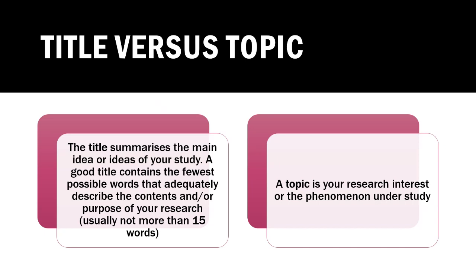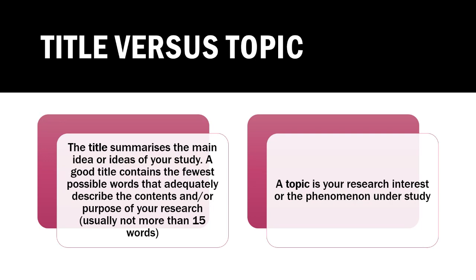Now, the following is just questions that I've had before, around what's the difference between a title versus a topic. So your title summarizes the main idea or ideas of your study. A good title contains the fewest possible words that adequately describe the content or purpose of your research, and it's usually not more than 15 words. The reason for the 15 words is that it's for indexing purposes. And so your title needs to be very succinct, but adequately describe the content and the purpose, or in a PhD, possibly the outcome or your unique contribution to your study.